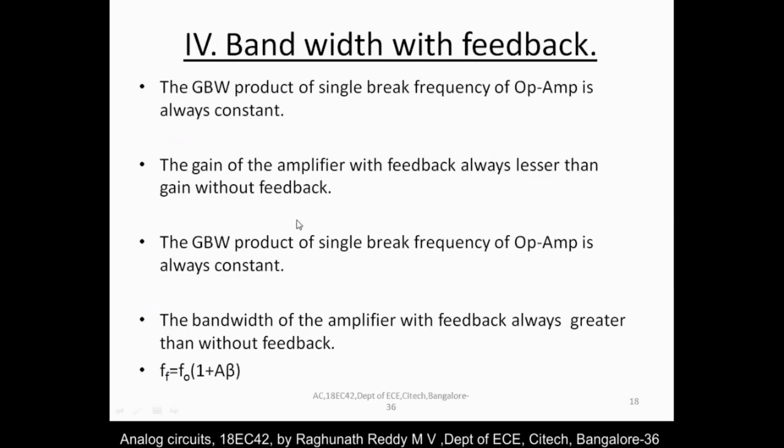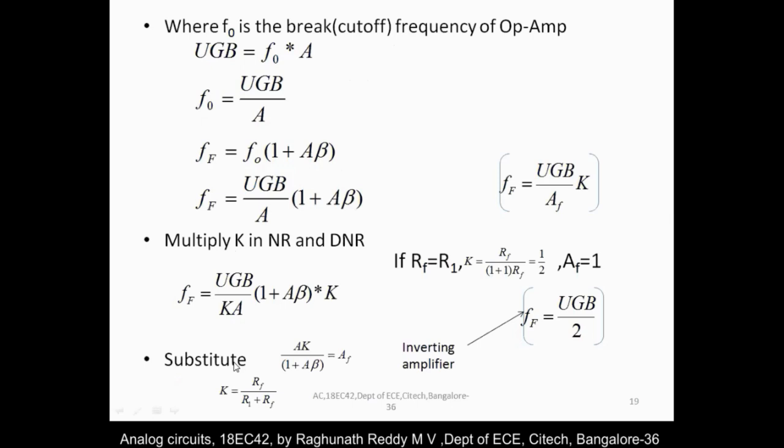Now, the bandwidth of an amplifier with feedback is always greater than without feedback. So the bandwidth of the amplifier with feedback, FF, equals F0 into 1 plus A beta. You know that F0 is the break frequency or cutoff frequency of the op-amp. We can write unity gain bandwidth equals F0 into A, so F0 equals UGB, unity gain bandwidth, by A. Substitute this value in this expression: the bandwidth with feedback equals UGB by A into 1 plus A beta.